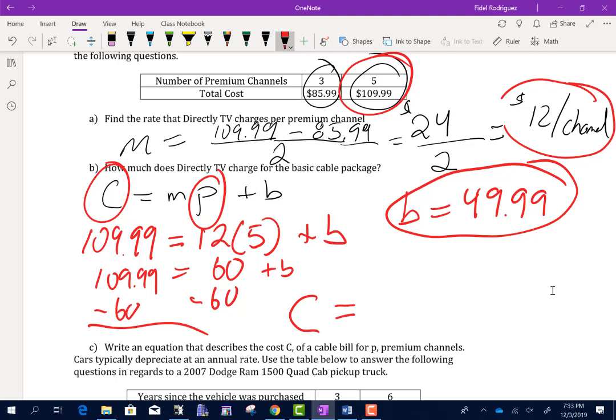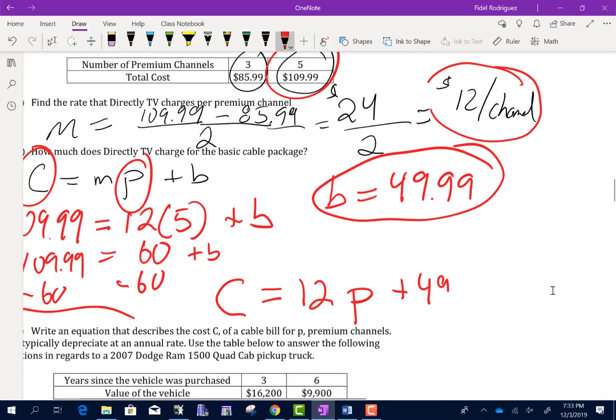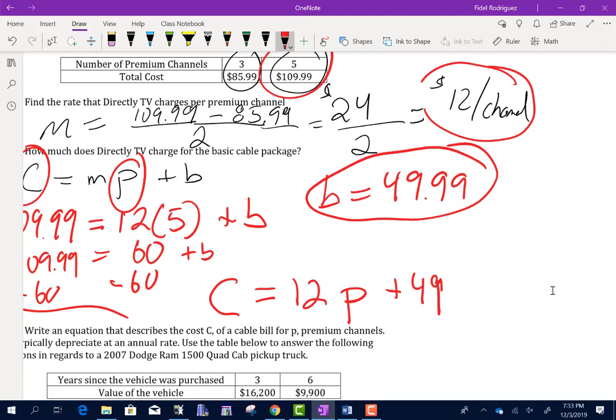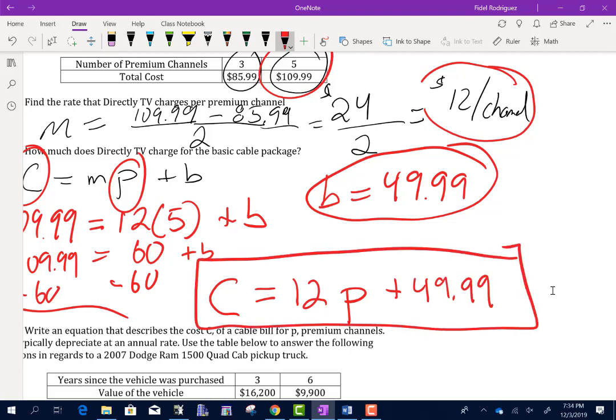Right? All right, so guys, now let's go ahead and write out the equation. Remember we said we're paying $12 for every premium channel, and then $49, oops. Oh, come on. $49, that looks real messy right there. Let's fix that. Oh, man. $49.99 for the basic package, right?